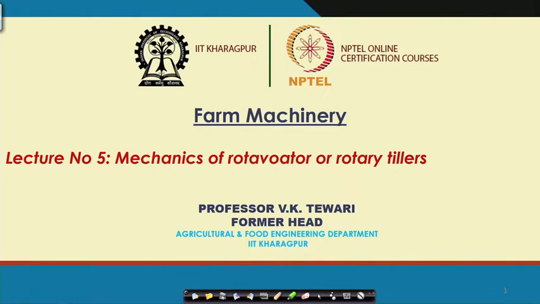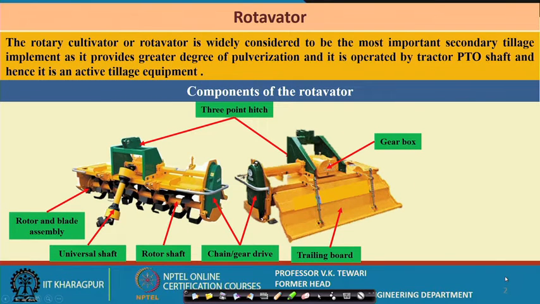Now, in this we would like to know what the details of a rotavator are. Well, what is a rotavator? You might have seen its operation in the field in the second class itself, but let me give you some more details of this particular equipment. This is an equipment which is operated by the PTO of the tractor, and it is an active tillage equipment. It has certain basic components which are essential from the point of view of the designer or the user. You must have a look at it.